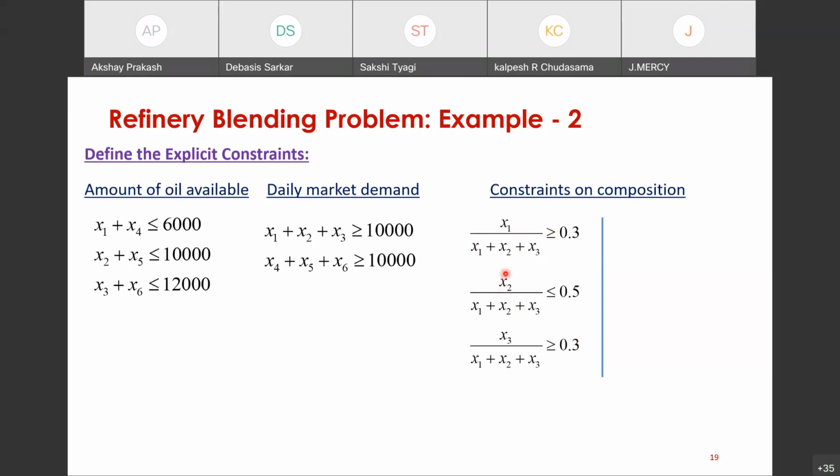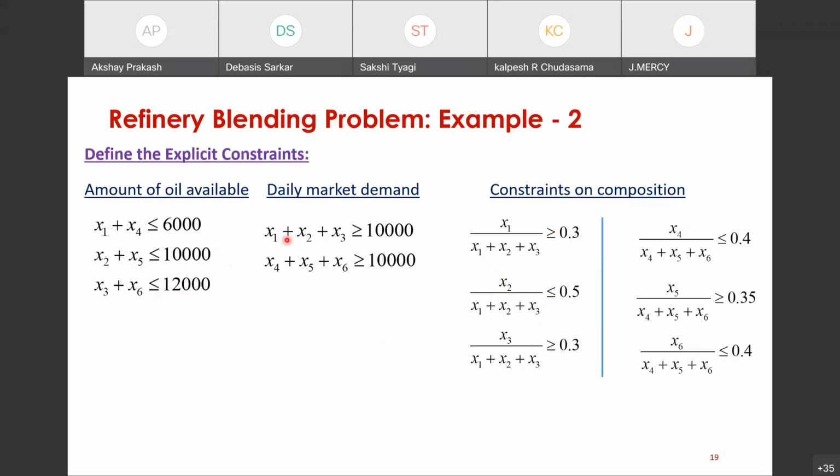Similarly, X2 for crude oil B was at most 50%. So X2 by X1 plus X2 plus X3 is less than or equal to 0.5. Similarly for crude oil C, these are for regular. Similarly, you write for premium.